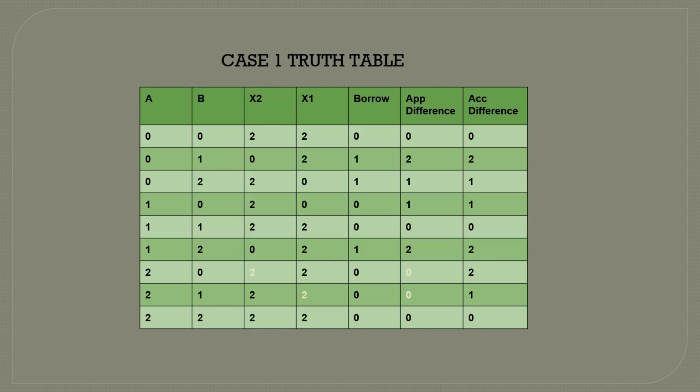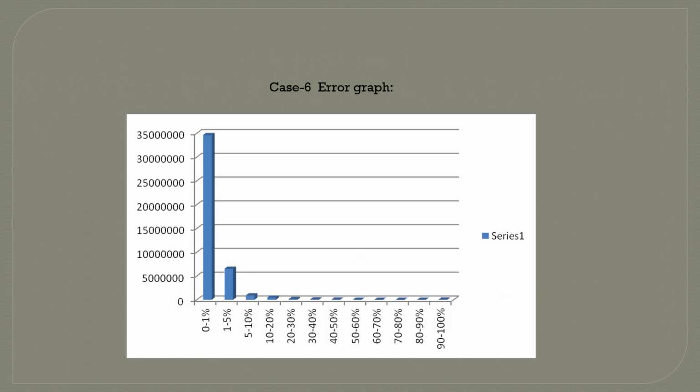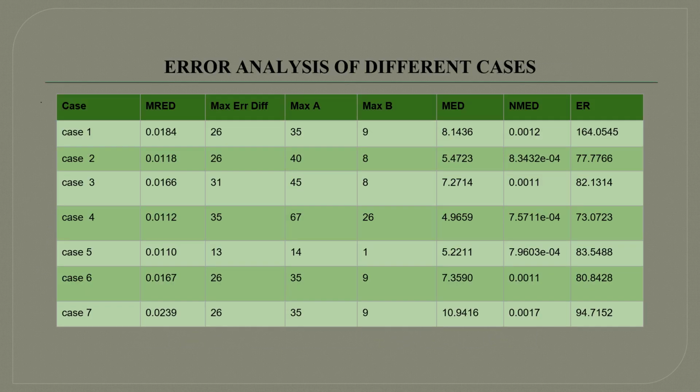For all those X1 and X2 cases, we have designed circuits and truth tables, and even done the error graph. After doing all those cases, we have done a MATLAB simulation of all of them, and we have got the mean error distance and error rate. We can see that the error rate, MED and NMED values of case 4 were better when compared with the other cases. So we are taking case 4 as our approximate subtractor.